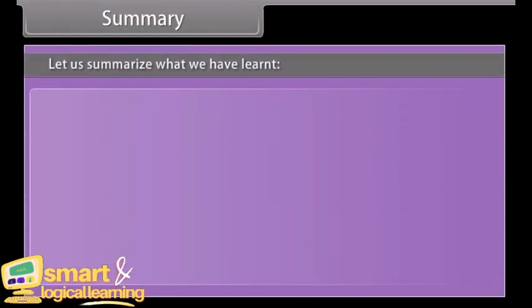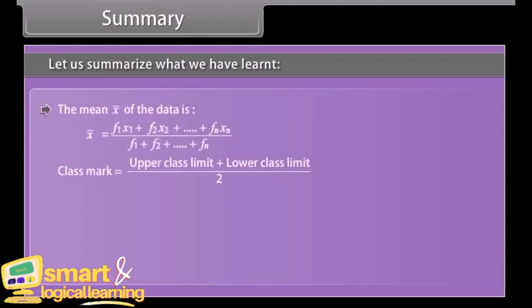Summary. Let us summarize what we have learned. The mean x bar of the data is x bar equals (f1 x1 plus f2 x2 plus and so on plus fn xn) by (f1 plus f2 plus and so on till plus fn). Class mark equals (upper class limit plus lower class limit) upon 2.